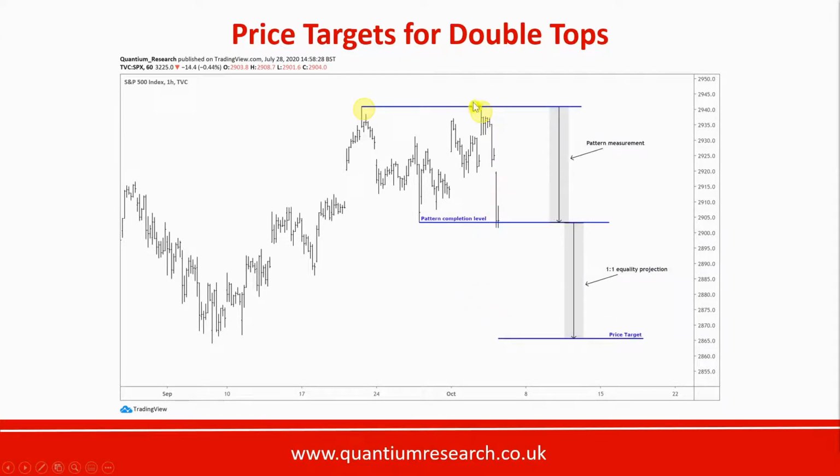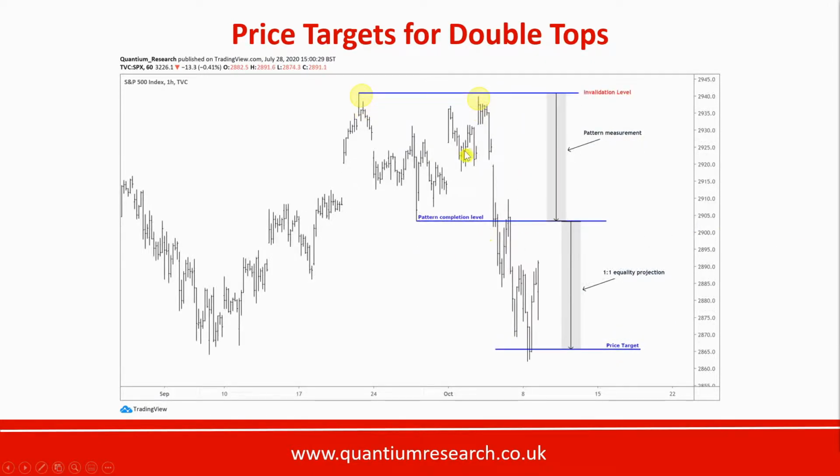So that's the one-to-one, the height and the difference between the height of the peaks and the bottom area of this pattern completion level. And you just project it on the same one-to-one basis downwards, and then you can get your price target from there. You can see that the market did decline here. If we get the next animation up, it declined to the one-to-one target where you found a good deal of support.